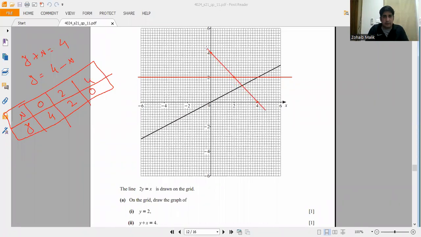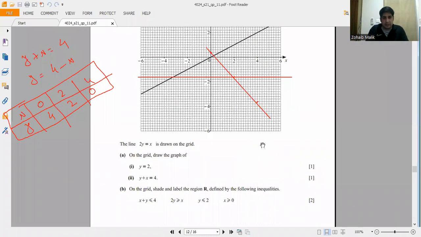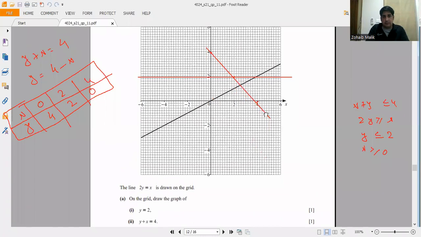ओके जी, this is drawn. Okay जी, let's go to the next part. On the grid, shade and label the region defined by the following inequalities, which is, let me write here. x plus y is less than equal to 4, 2y is greater equal to x, y is less than equal to 2, and x is greater equal to 0. Okay ji, let's come back to the diagram.